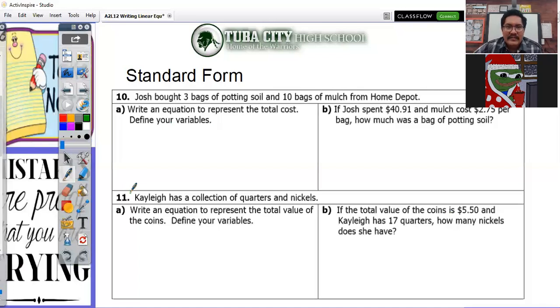All right, here we go. So next problem here. It says to use standard form. So if you have your packet with you, there is a big thing up there that says using standard form. So that's a big clue to what formula we're going to be using. So this guy Josh bought 3 bags of potting soil and 10 bags of mulch from Home Depot. Write an equation to represent the total cost and define your variables. So using standard form, remember that's the one that goes like AX plus BY equals C.